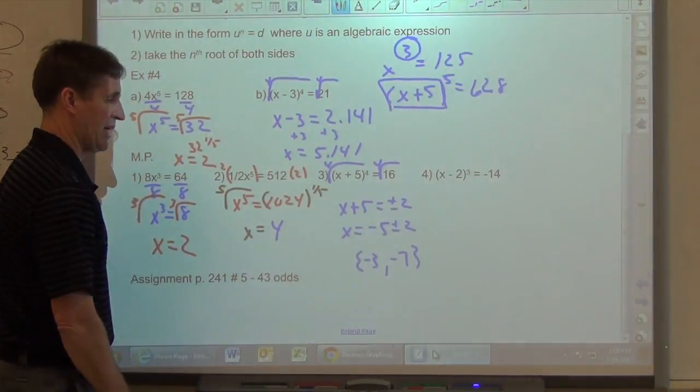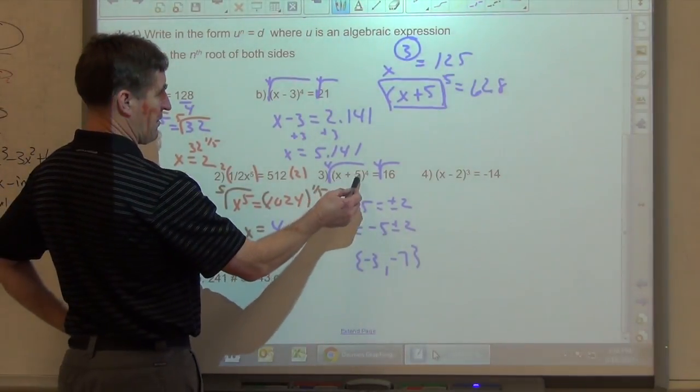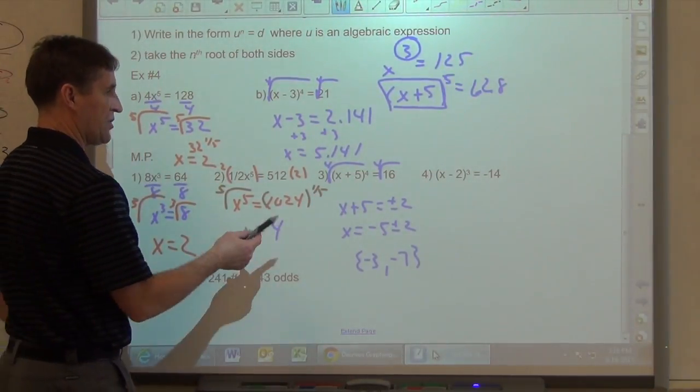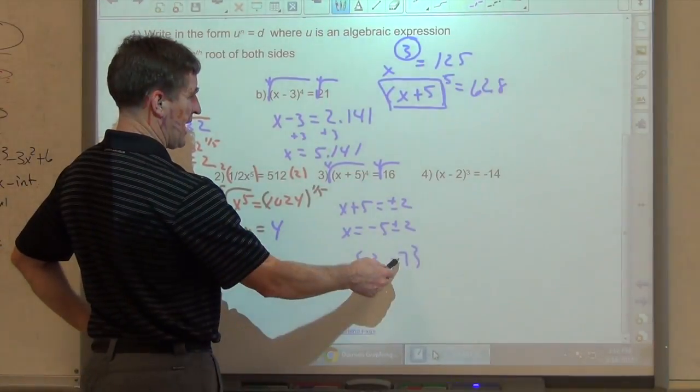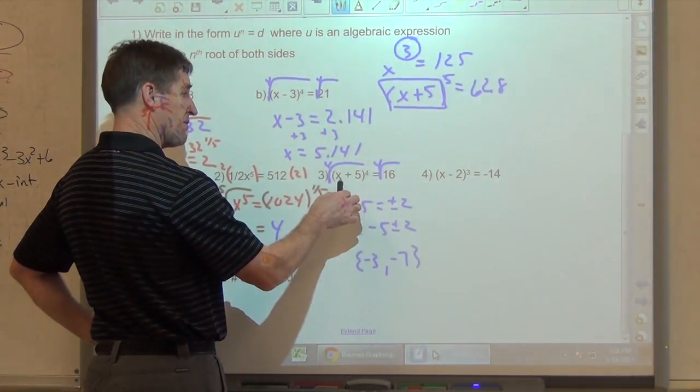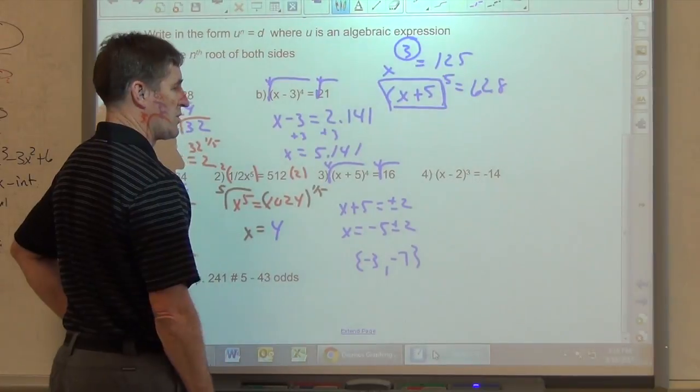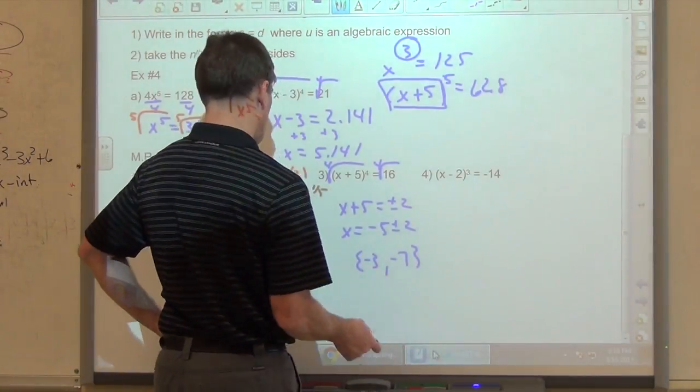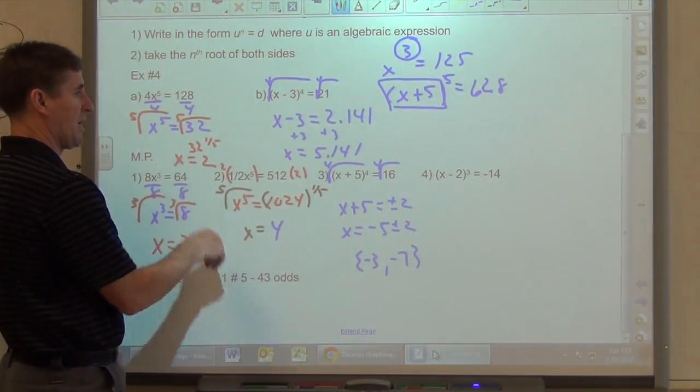And then I would always check those to see if they work. Negative 3 plus 5 is 2, and 2 to the fourth power is 16. And negative 7 plus 5 is a negative 2, but negative 2 to the fourth power is also 16. We don't need to worry about that plus or minus with the odd powers.